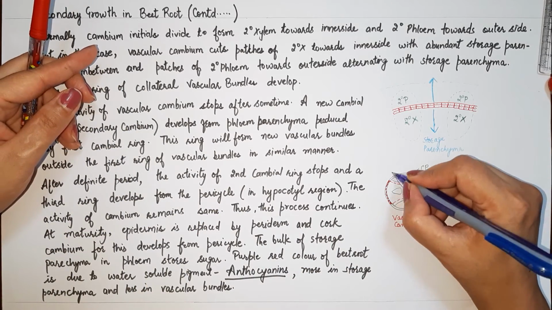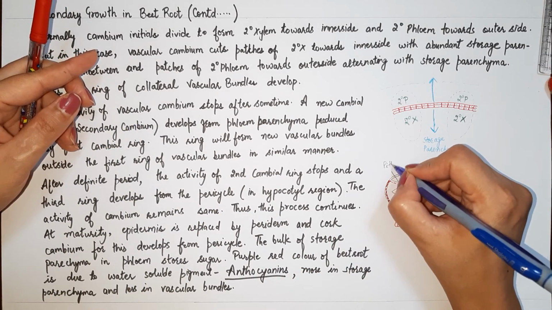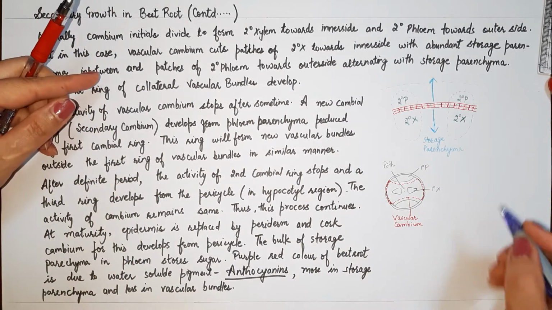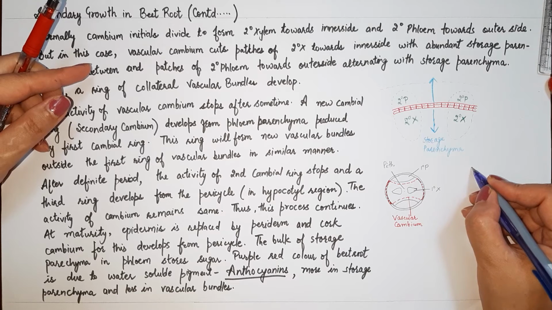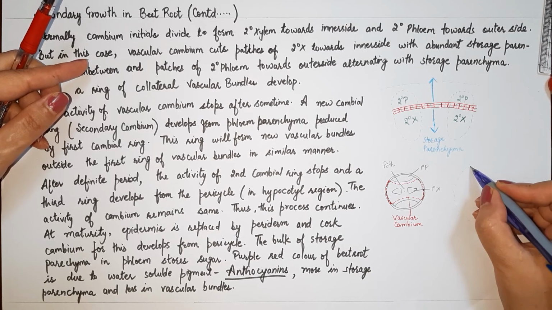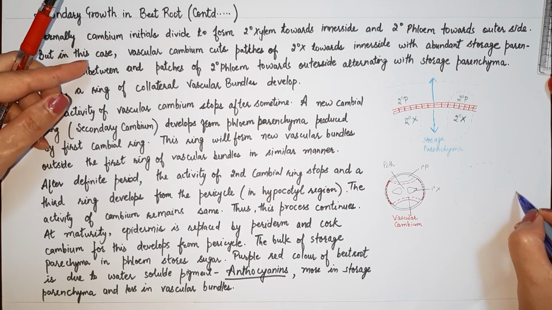And the central portion is pith. We are mentioning it because otherwise in the dicot roots pith is absent. So now, what will happen in the next step? That will be the abnormal activity of the vascular cambium. So, show a slightly larger portion of the stele.